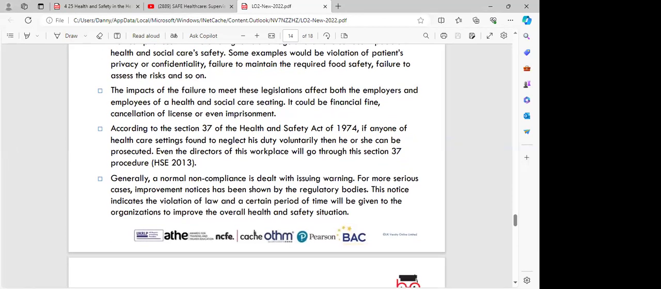According to Section 37 of the Health and Safety at Work Act 1974, if any one in the healthcare setting is found to neglect this duty voluntarily, he or she can be prosecuted. Even the directors of this workplace can go through this Section 37 procedure.